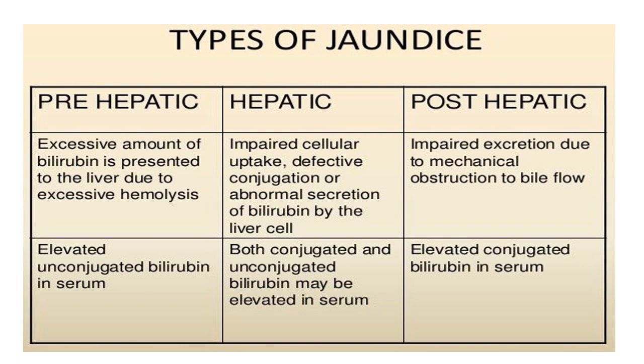So to see that, what we find is, in pre-hepatic there is more unconjugated bilirubin. In post-hepatic there is more conjugated bilirubin. And hepatic has both conjugated as well as unconjugated.